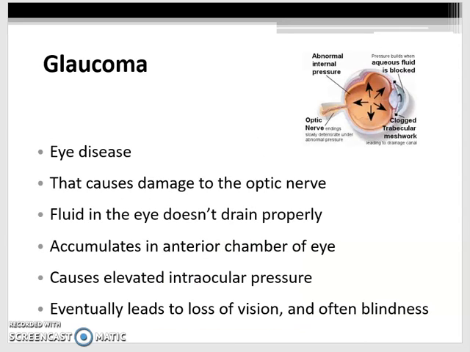Finally, we get to glaucoma. I mentioned it already earlier. This is a disease of the eye. It's a pathology that causes damage to the optic nerve. What happens is the fluid in the eye doesn't drain properly, as I mentioned earlier. It causes elevated intraocular pressure, which we already talked about. It eventually leads to the loss of vision and can lead to blindness. If you want to know a little bit more about it, in the upper right corner here, there's an illustration that talks a bit about glaucoma. And we all know from earlier that iridectomy is one surgical procedure that can be done to correct glaucoma.